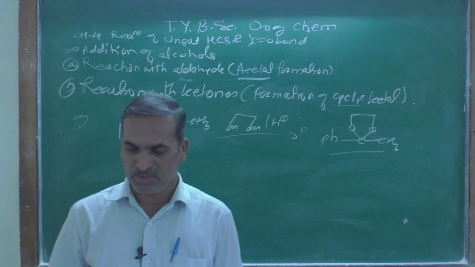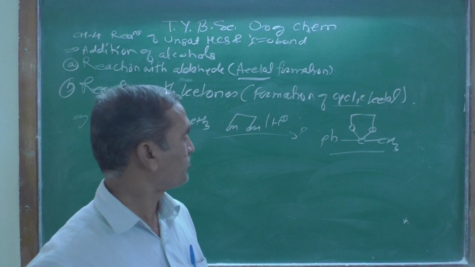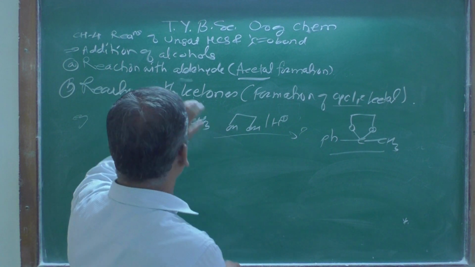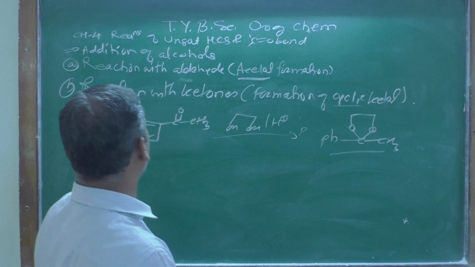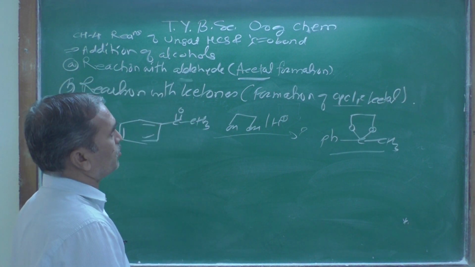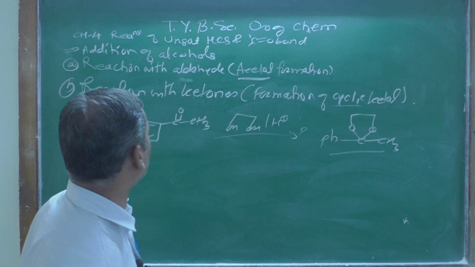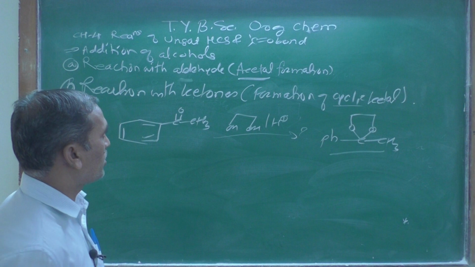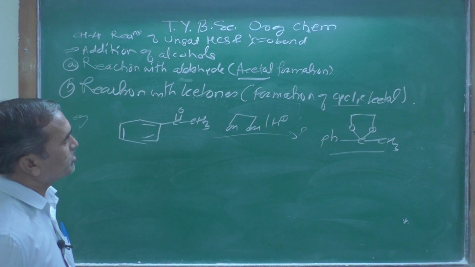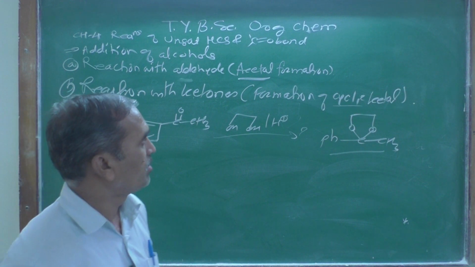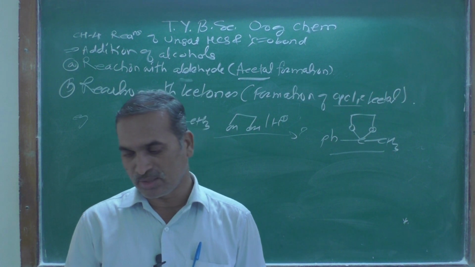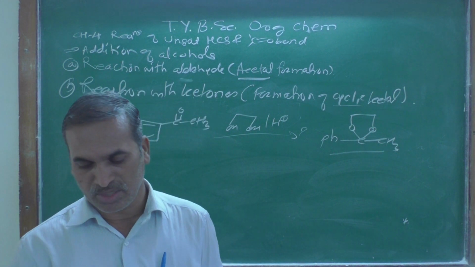So I think with this we have completed the reaction with aldehyde as well as the reaction with ketone. Reaction with aldehyde forms the acetal, whereas reaction with ketone forms the cyclic ketal. How it is formed, that we have seen here.